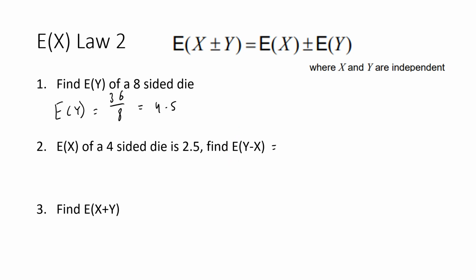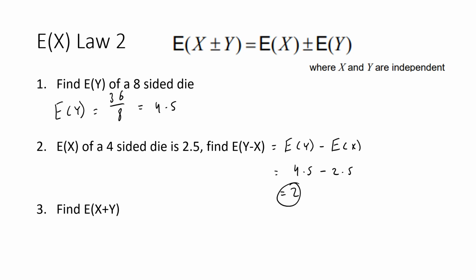So we can separate these from the bracket, and that will give us E of Y minus E of X, and that would give us 4.5 minus 2.5, that's 2. And this means, on average, the difference between a random roll on an 8-sided dice and a random roll on a 4-sided dice will be 2.